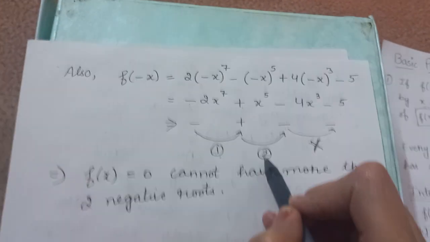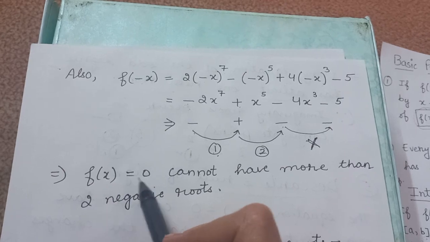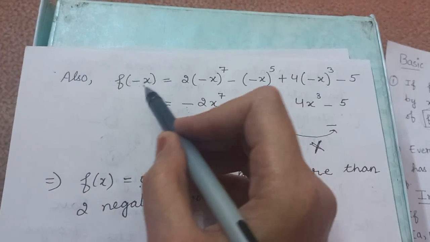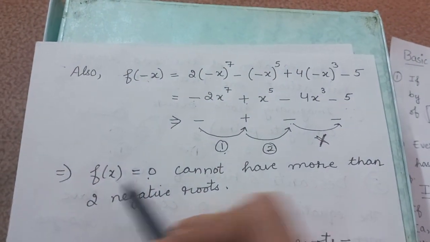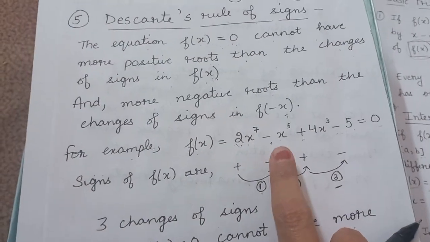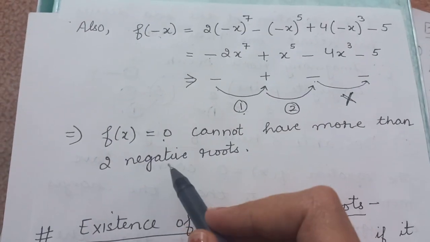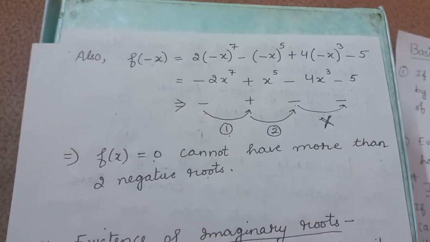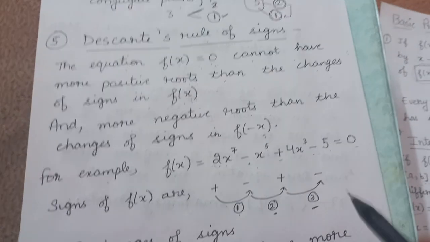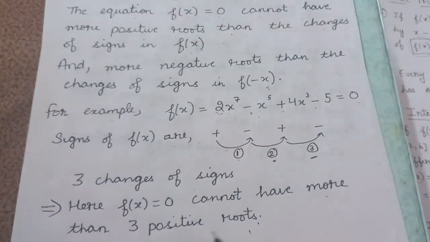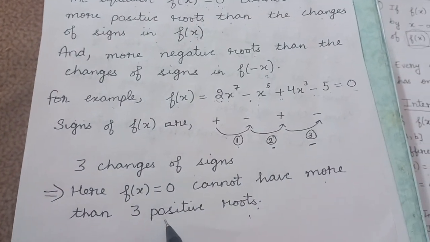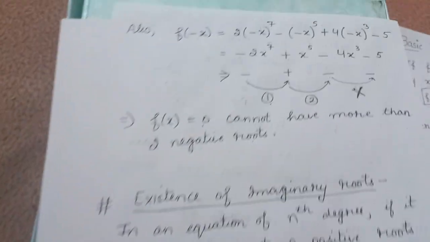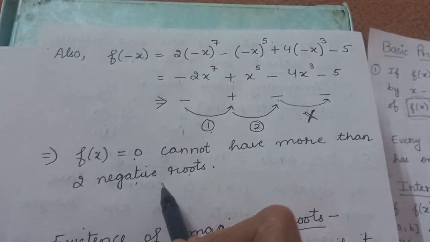Okay, so how many changes in sign are here? 1 and 2. So this means this f of x equal to 0, I'm not talking about f of minus x, you are talking about the same equation that you have taken here, this one. This equation cannot have more than 2 negative roots according to this. Okay, so this means this equation can have at most 3 positive roots and at most 2 negative roots.